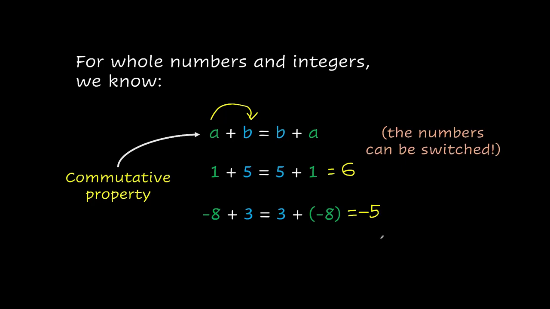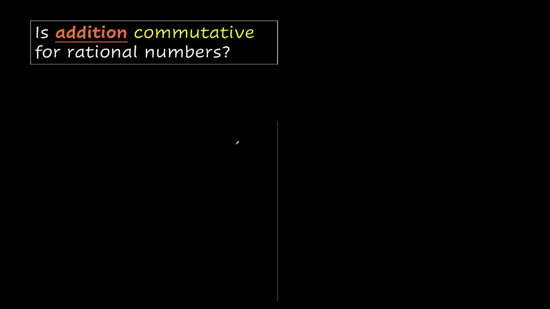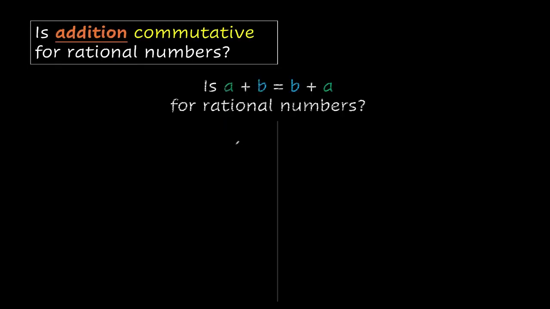But is it the same for the rest of the rational numbers? Let's check it out. Is addition commutative for rational numbers? Let's take one example. Is a plus b equal to b plus a? So we take the example of minus 3 by 4 plus 1 by 2 and see if it is the same as 1 by 2 plus minus 3 by 4. How will we do that? We'll add them up and we'll see the answer.